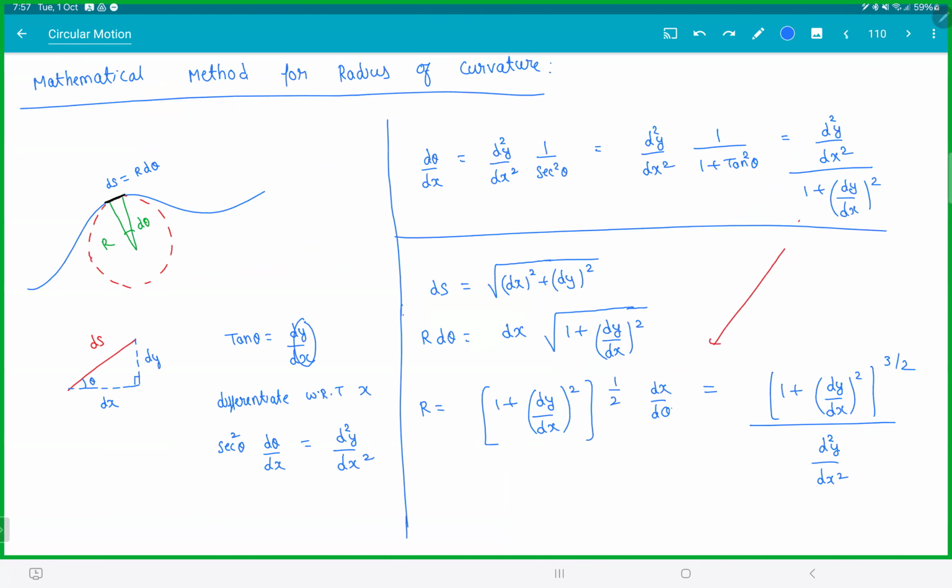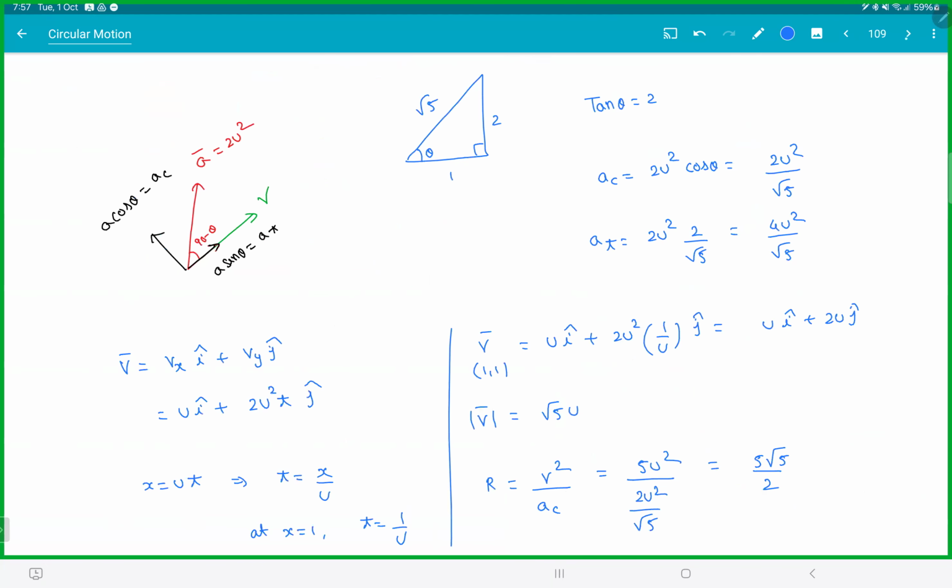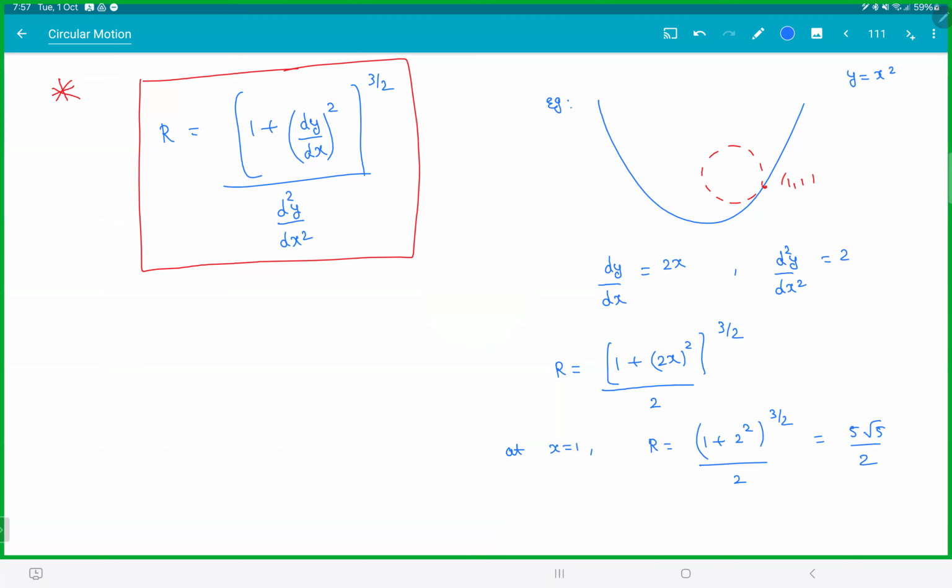Let's see how they can frame a question on this. Copy the formula. You'll need this now. Copy down that thing. You will need it. Let's see a question.